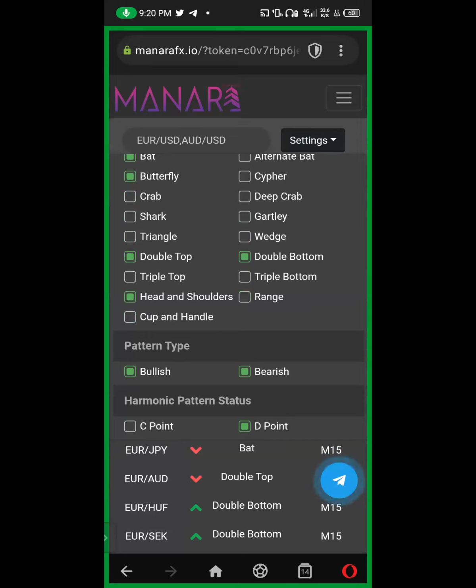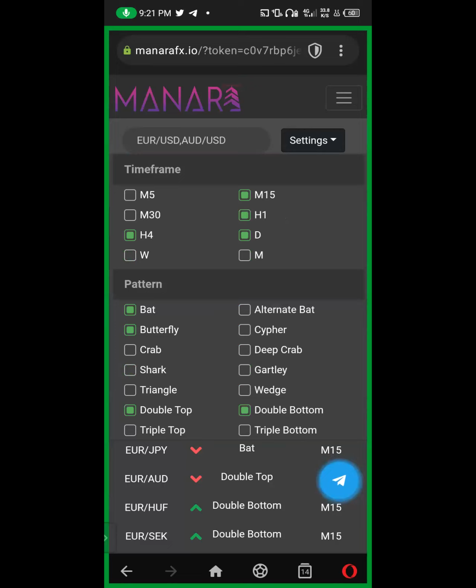So we come to this part, you choose bullish and bearish pattern type. Then harmonic pattern. Remember I told you about reversal and continuation. D means reversal, so you choose D. D point is the reversal point. C point means continuation, you don't choose that. You don't want that. So when you do this, you have given Manara instructions on what you want, okay?